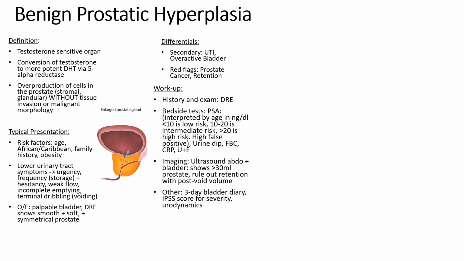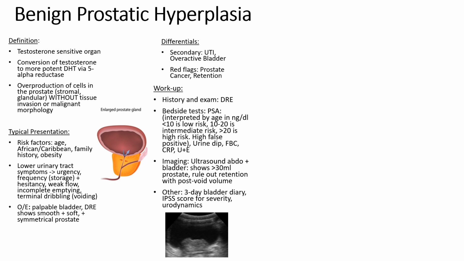Other bedside tests to do are a urine dip to rule out UTI, and then your routine FBC, CRP, urea, and electrolytes. For imaging, you want to do an abdominal and bladder ultrasound. In BPH, you'll see a prostate gland that's more than 30 milliliters in volume. You also rule out retention here by checking the volume of the bladder post-void. For other investigations, you ask the patient to keep a 3-day bladder diary, do the International Prostate Symptom Score to assess how bad the symptoms are, and then consider urodynamics if you want to rule out an overactive bladder.